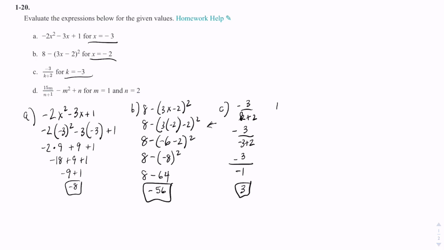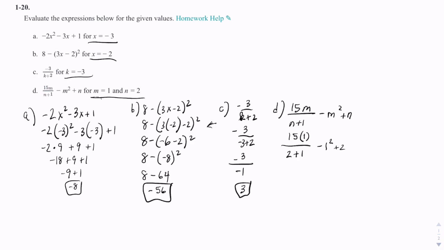And for D, right, we have 15m over n plus 1, minus m squared plus n, right? Okay. And they're saying m is 1, n is 2. So let's substitute these in. 15 times m is 1. N is 2, so 2 plus 1, minus m squared. M is 1 squared, and n is 2 plus 2.